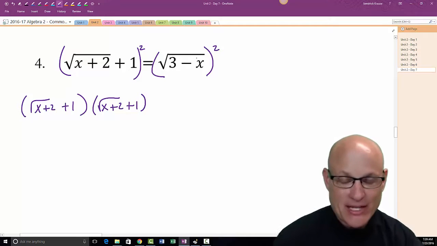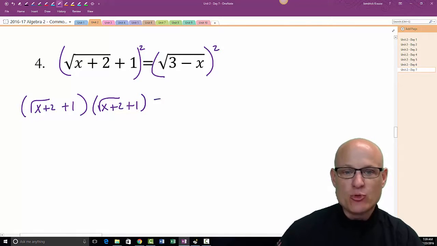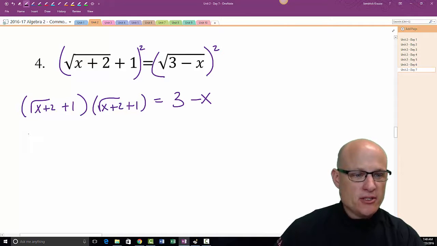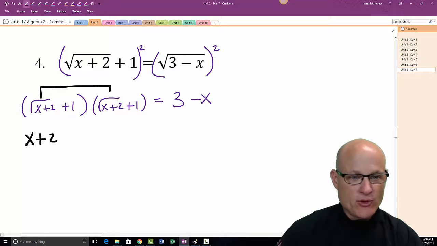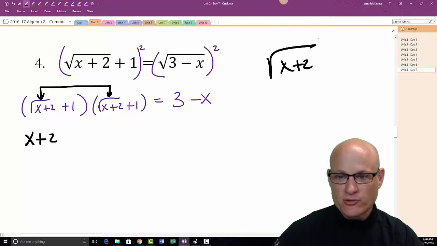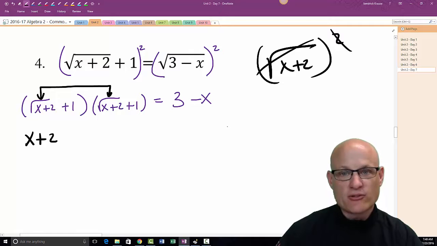If you try to skip steps on these, oftentimes you will make a very dumb mistake, and you don't want to make dumb mistakes because that makes me mad. Let's double distribute this over here. So we get x plus 2. Those two together just give me x plus 2. They actually give me the square root of x plus 2 squared, but remember the square and the square root cancel each other out.